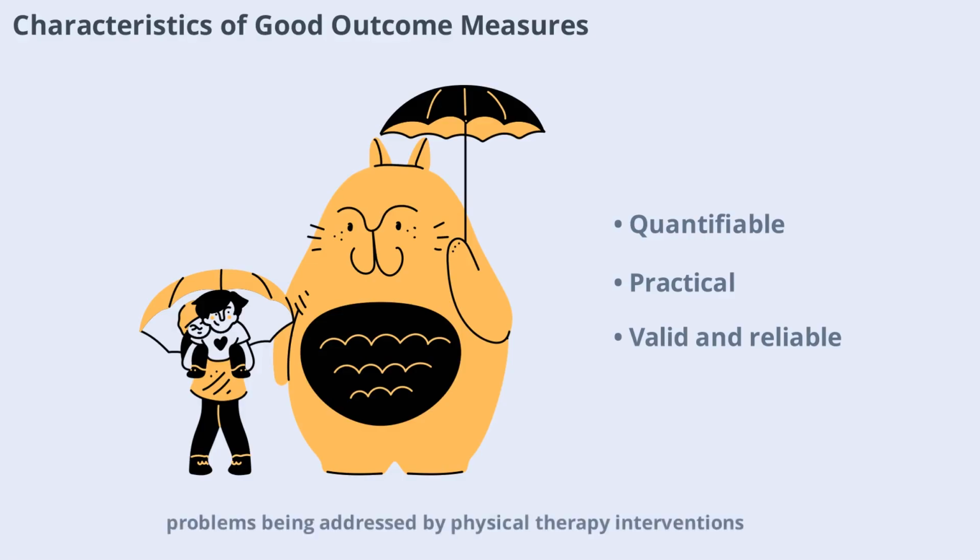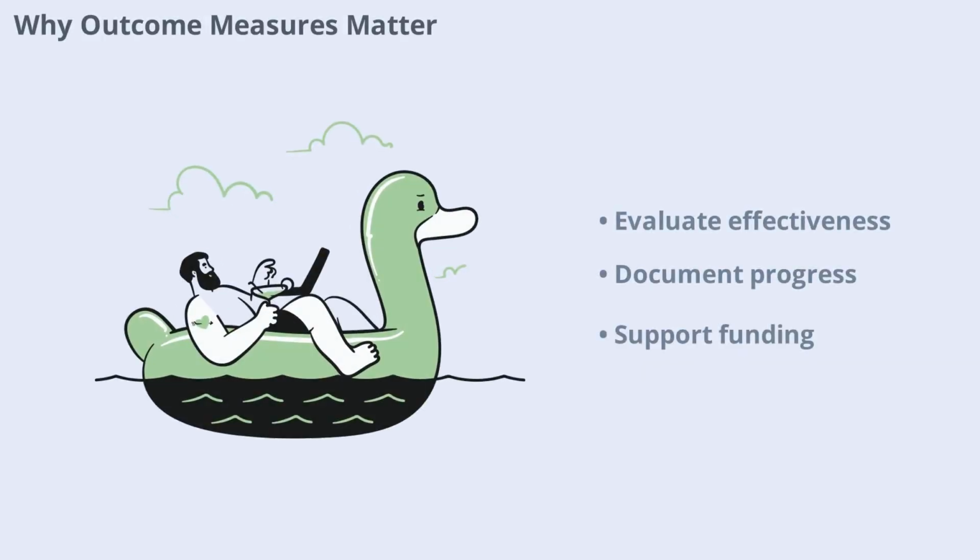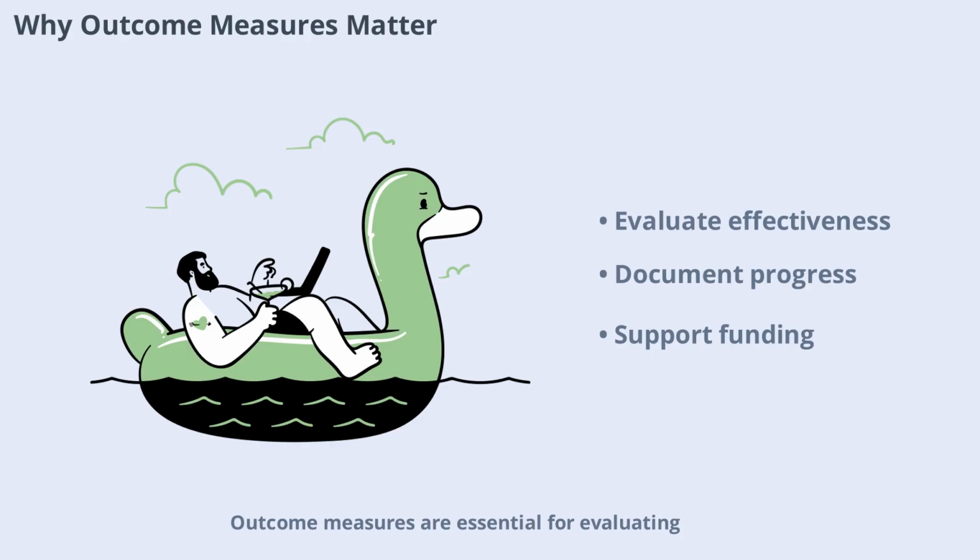They should closely relate to the problems being addressed by physical therapy interventions, ensuring that changes reflect meaningful improvements in patient health. Outcome measures are essential for evaluating the effectiveness of physical therapy management. They provide objective data that can be used to document progress, justify continued care, and support funding for programs. Outcome measures also help therapists refine treatment plans and demonstrate the value of their interventions to patients and third-party payers.